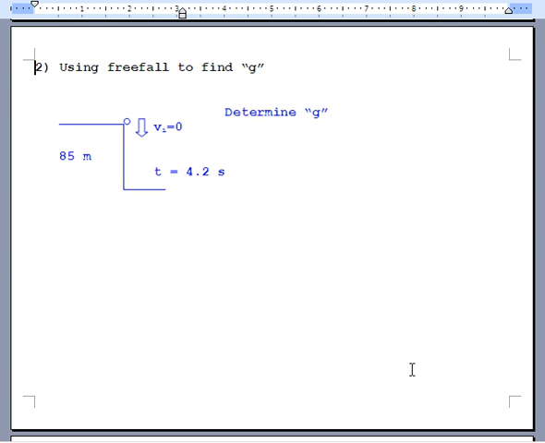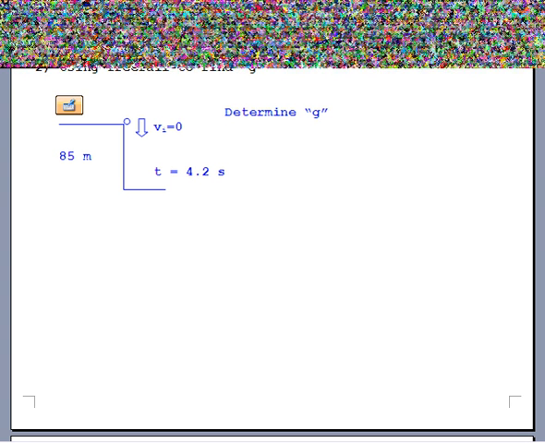The second one, let's use freefall to find gravity. So maybe you're doing a little experiment. You want to prove that gravity is 9.8 meters per second squared in your location. So we're going to take an object. This time we are just going to let it drop. We're not going to throw it up or down, but just let it go. Initial velocity of 0. We're on top of an 85-meter tall building or cliff. And we did have our stopwatch this time. It took 4.2 seconds for that object to hit the ground.